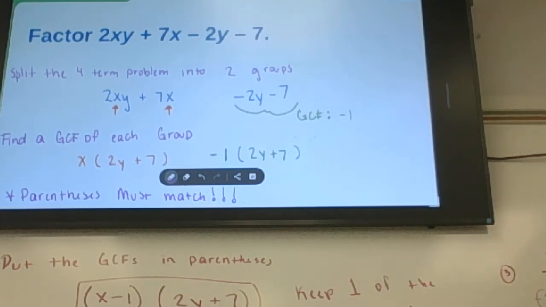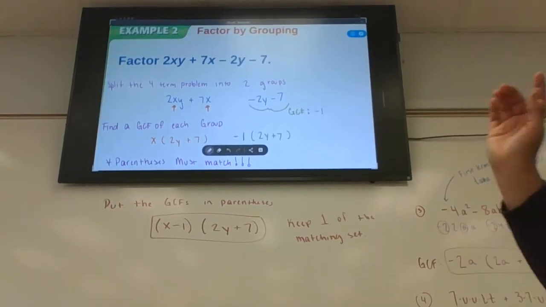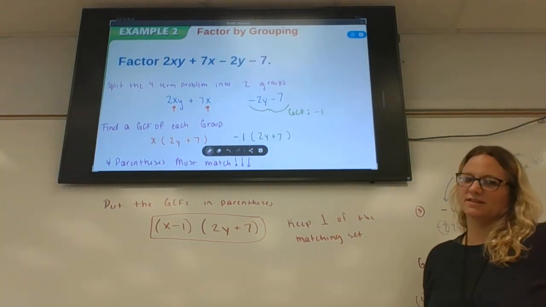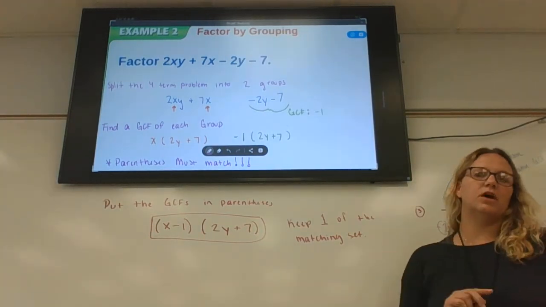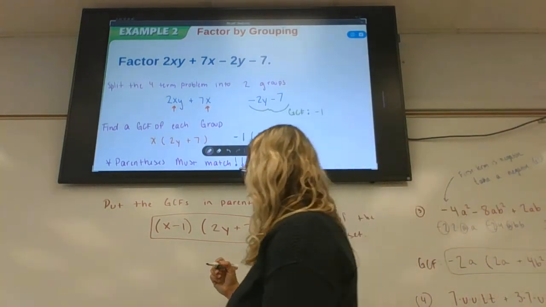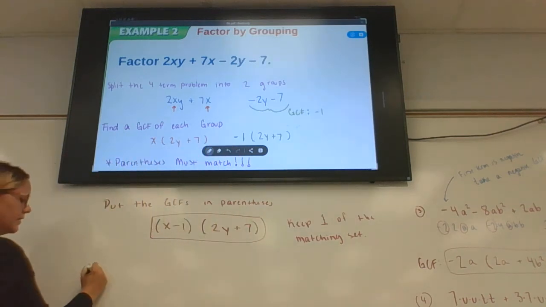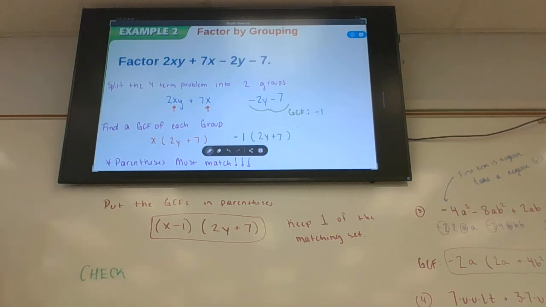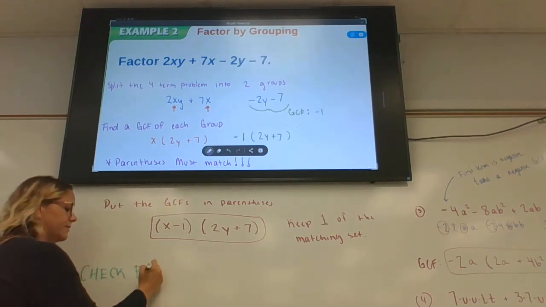So if we were to go ahead and FOIL that and multiply it out, we would get the original problem. Should we check it? Let's check this one. You don't have to check, but let's check it. I'm not going to make you check your homework assignment. I could. It wouldn't be unreasonable of me. But we're just going to check this one problem.